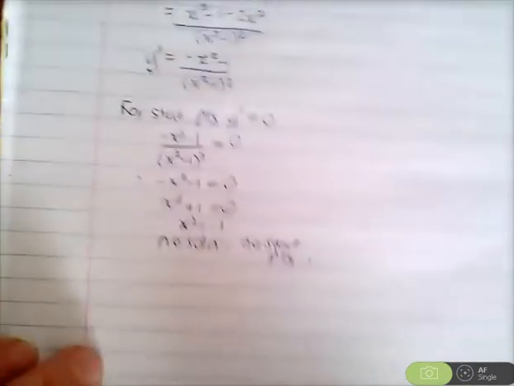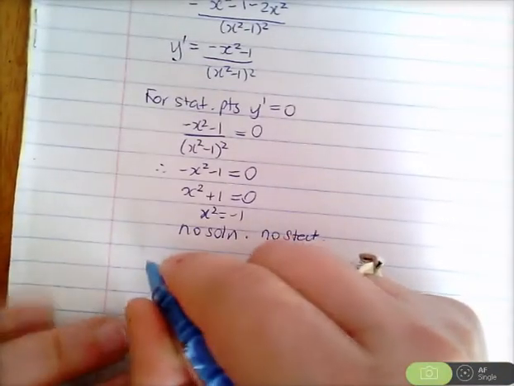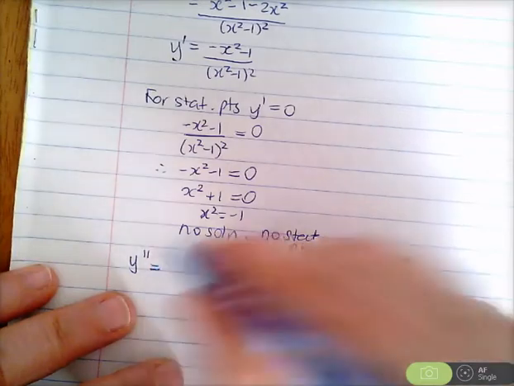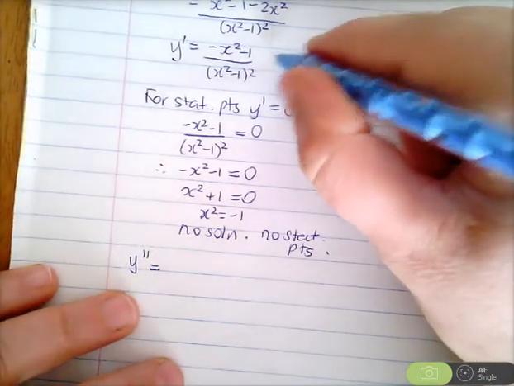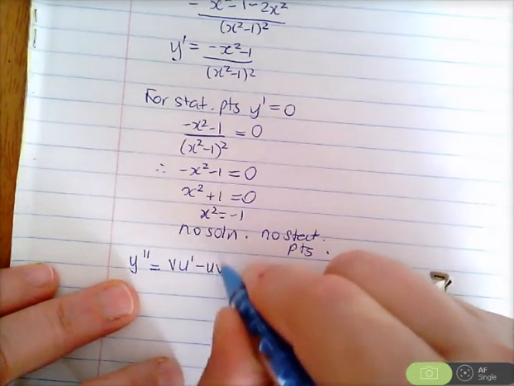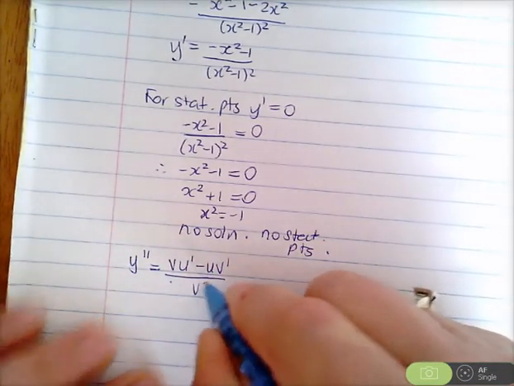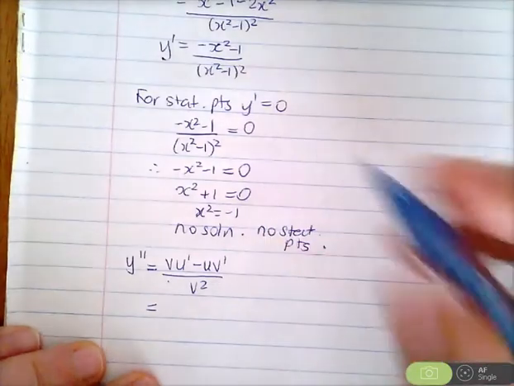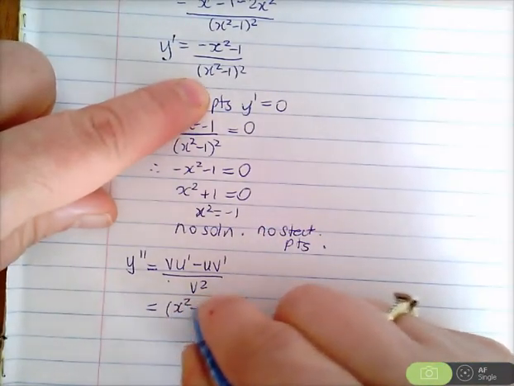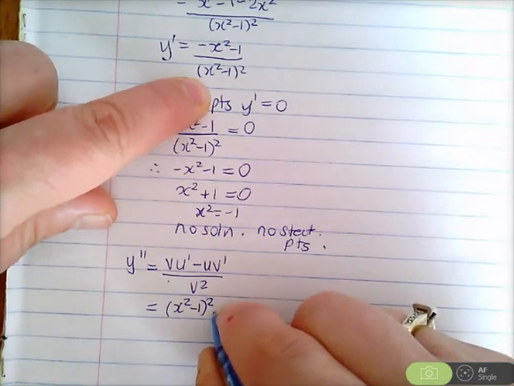So we need to look for inflections. So we need to do the second derivative, okay? Now, just looking back up here at our first derivative, the second derivative is vu dash minus uv dash over v squared. So v is, just be careful with this, x squared minus 1 squared.